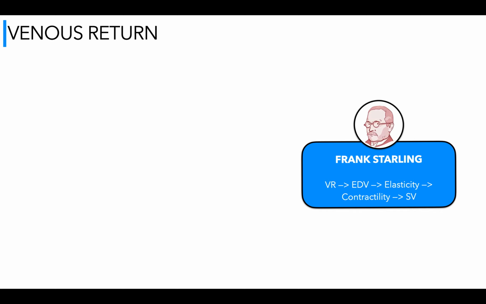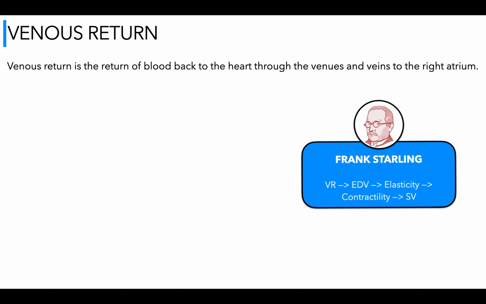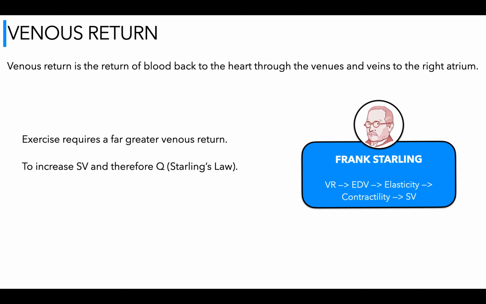because we do need to maximize venous return for exercise, because as we know, we have a far greater demand of oxygen, so it's really important. Okay, so venous return, returning of blood back to the heart through the venules and veins to the right atrium. Exercise requires a far greater venous return to increase stroke volume and therefore cardiac output. So this is Starling's law, and there's a little reminder on the right there.